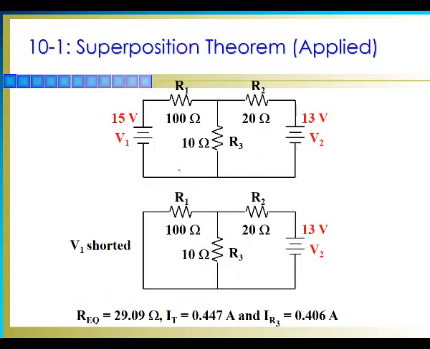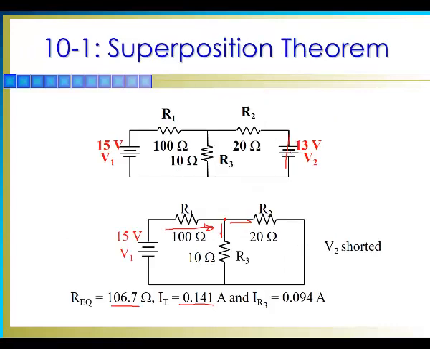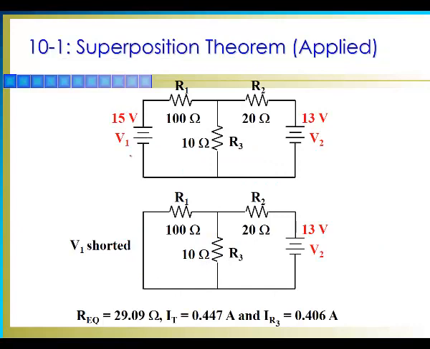Okay, so once I already eliminated that one, now we're going to eliminate the first source, V1, and calculate the same items utilizing V2. So the equivalent resistance will be 29.09, and that's after we do R1 and R3 in parallel, and then whatever we get out of that is in series with R2, and that total resistance will be 29.09 ohms.